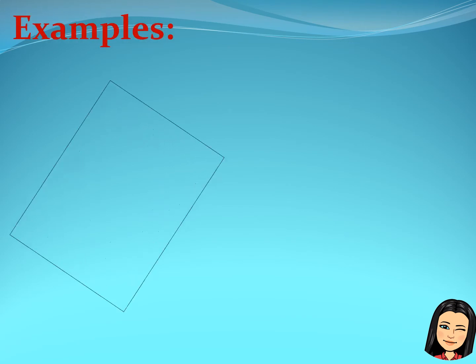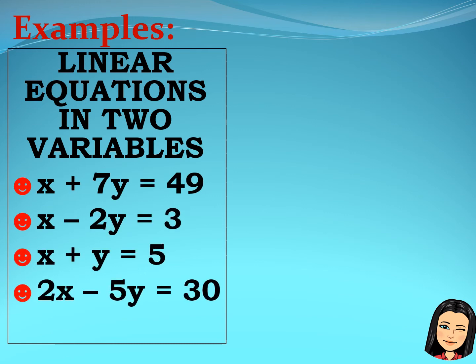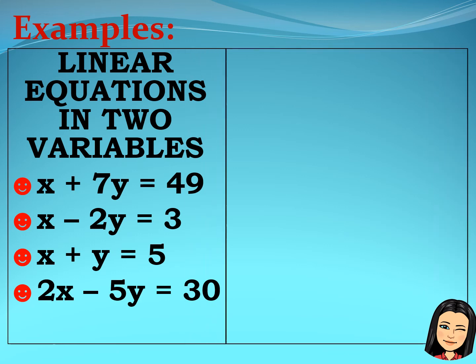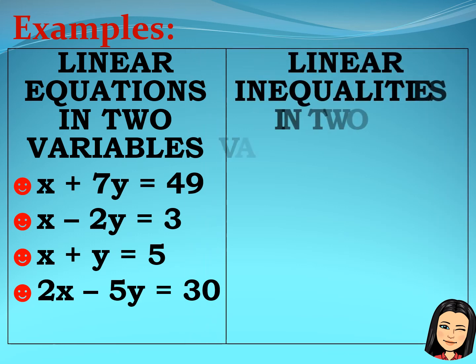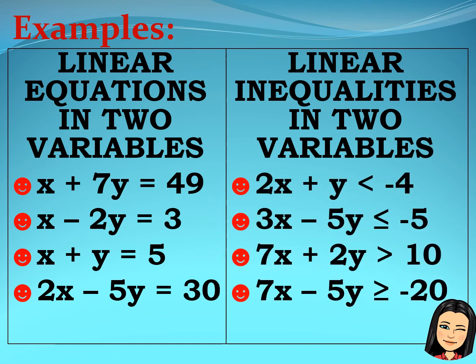For examples, for linear equations in two variables, we have x plus 7y equals 49, x minus 2y equals 3, x plus y equals 5, and 2x minus 5y equals 30. For linear inequalities in two variables, we have 2x plus y is less than negative 4, 3x minus 5y is less than or equal to negative 5, 7x plus 2y is greater than 10, and 7x minus 5y is greater than or equal to negative 20.